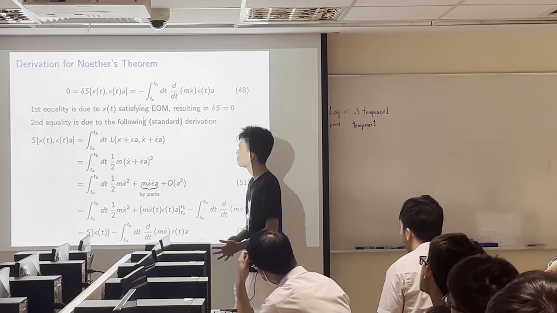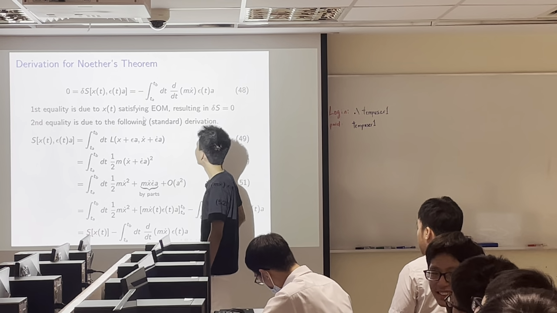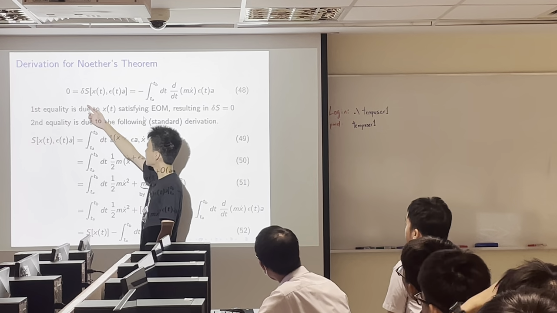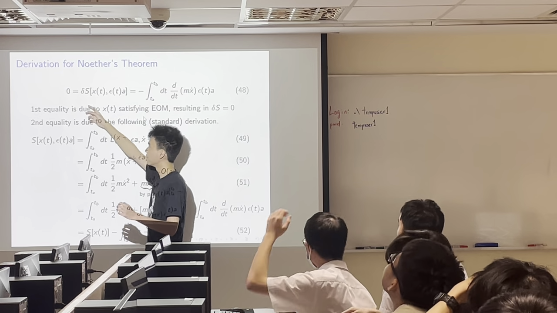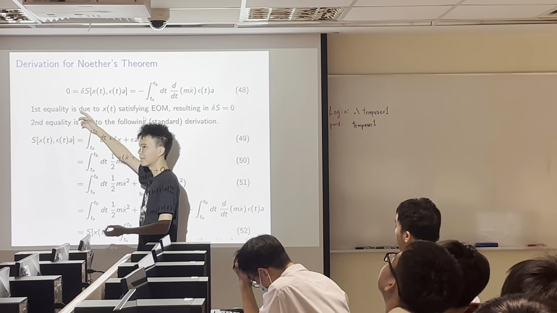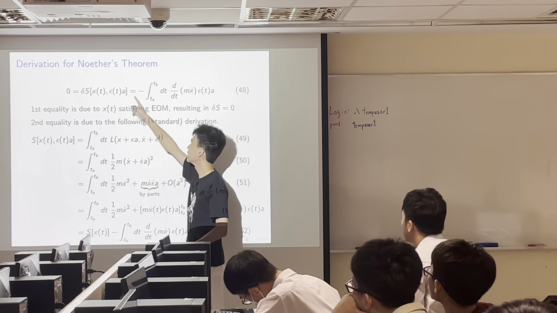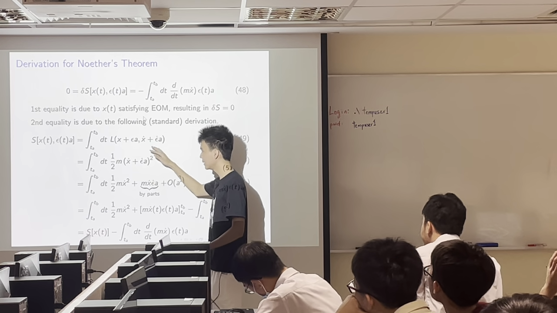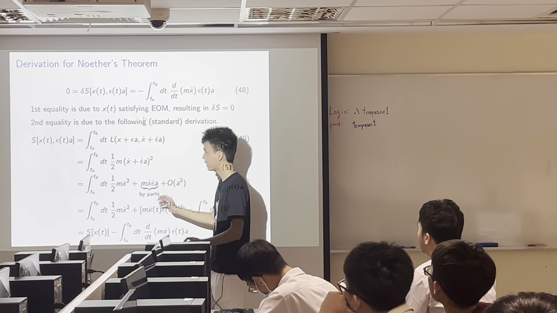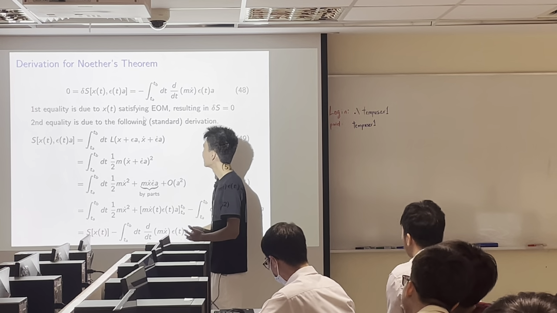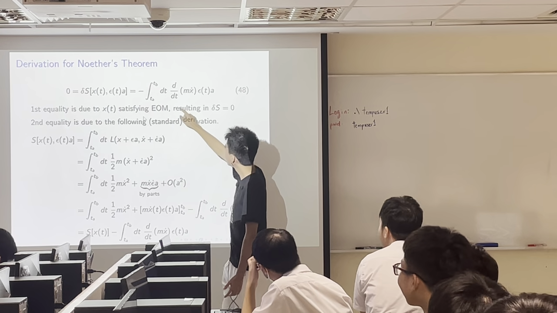So what do we get over here? Equation 48 is something quite remarkable. There are two equalities here. The first one is from the equation of motion: only if your particle's trajectory x of t obeys the equations of motion do you get it equal to zero. The other equality comes from our derivation, which is this thing. Intuitively, this is the math, but the intuition is the previous few slides. And if you compare the far left-hand side and far right-hand side, then you see this quantity over here.